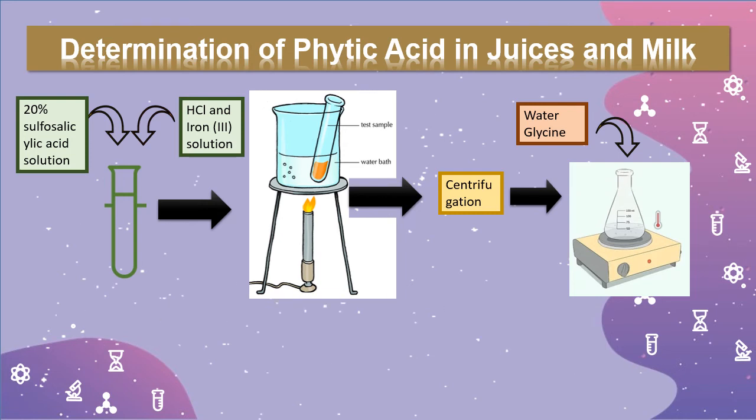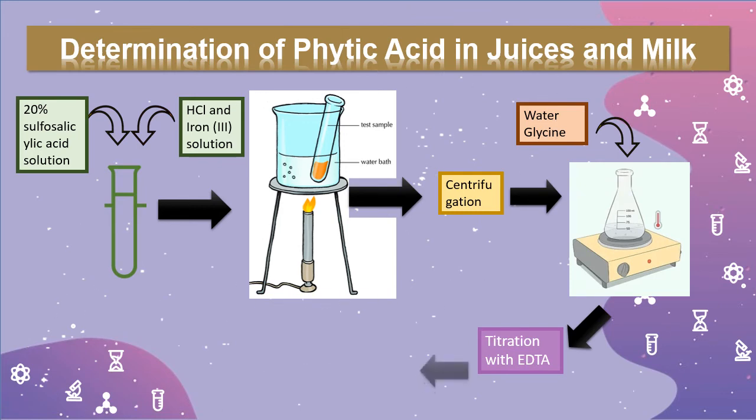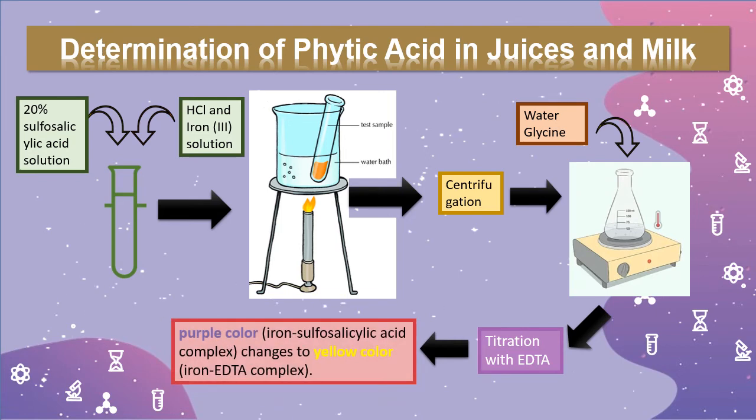When the flask mixture is heated up to 60 to 70 degrees centigrade, then it's the right temperature to titrate the solution with EDTA, which will induce an endpoint. The purple color of the solution, previously a complex of iron and sulfosalicylic acid, will change to a bright yellow color, that is the iron and EDTA complex. That was the procedure that we discussed for the determination of phytic acid in juices and milks.